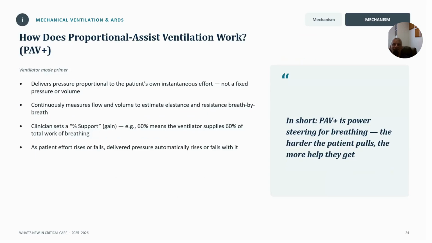How does proportional assist ventilation work? What is this? So we know pressure support. Just like assist control, we use it when somebody's really needing the ventilator. Proportional assist ventilation, maybe that would be better than pressure support. We could think of it as delivering pressure proportional to the patient's own instantaneous effort, not a fixed pressure or volume. It continuously measures flow and volume to estimate elastance and resistance, breath to breath. It seems very complicated, but basically you set a percent support. So let's say you say 60%. That means that the ventilator will supply 60% of the total work of breathing.